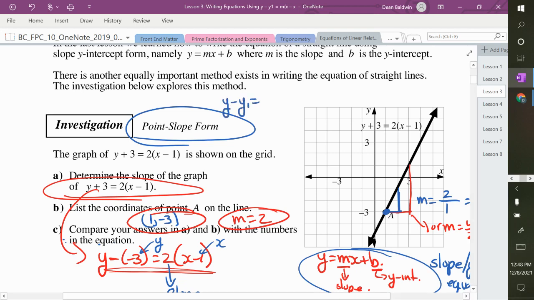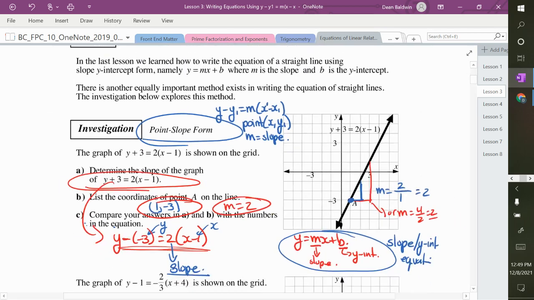And it's written like this. Y minus y1 is equal to m(x minus x1). Your point is (x1, y1), and obviously m is the slope again. Okay, so it's another form of a linear equation. It's still linear because why are things linear? The exponent is 1 on the x, and it's still 1 on the x.